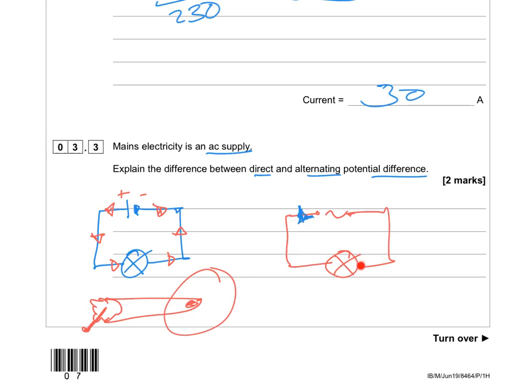So the potential difference just goes backwards. The potential difference switches between positive and negative, pulling the current in one direction and then the other. So explain the difference between direct current, the direct potential difference pushes the current in one direction. Alternating current, it switches direction.